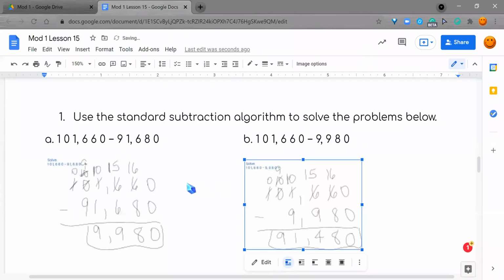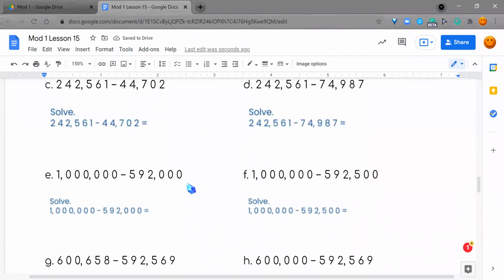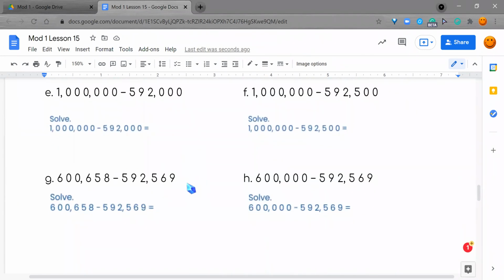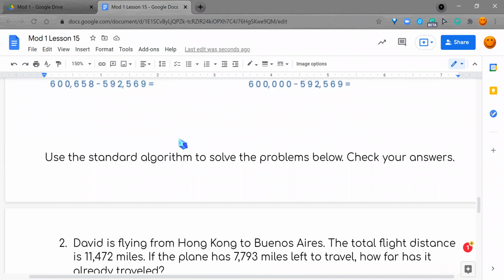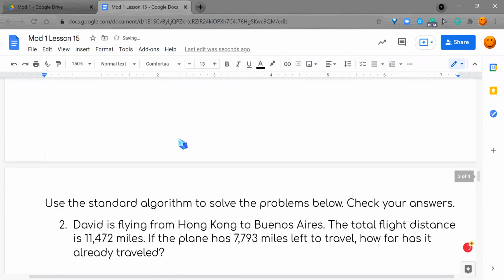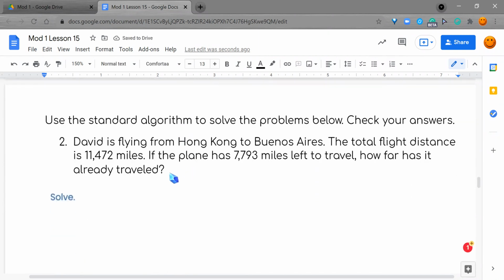I'm going to go ahead and jump to our word problem. Remember to take your time as you're doing these. It just is patience, and you can do it. Remember to smile while you're doing it. Smiling always makes it good.